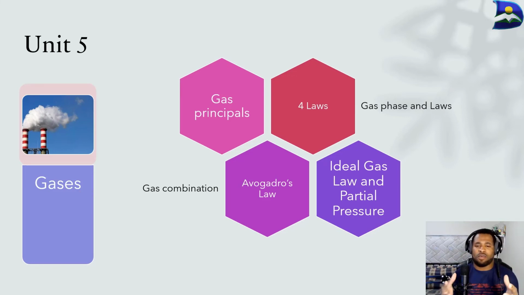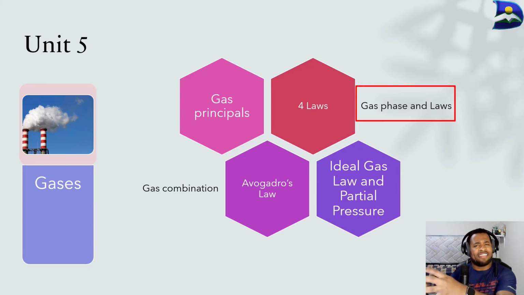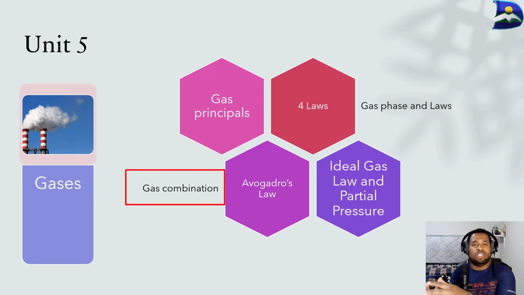There are two parts to be aware of. One part is involving the gas phase and also laws that govern gases, where you're going to be looking at gas principles and also the four laws that are responsible for gas behavior. And this will lead us to the second part, which is gas combination, which is one, Arrhenius law, and finally we're looking at the ideal gas law and partial pressures.